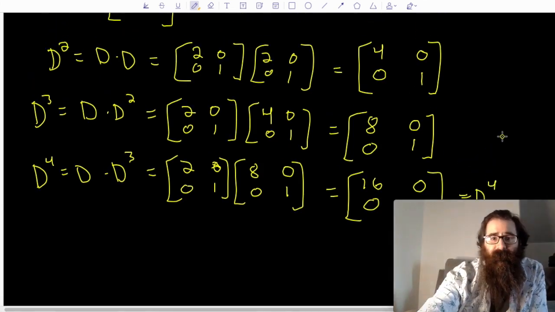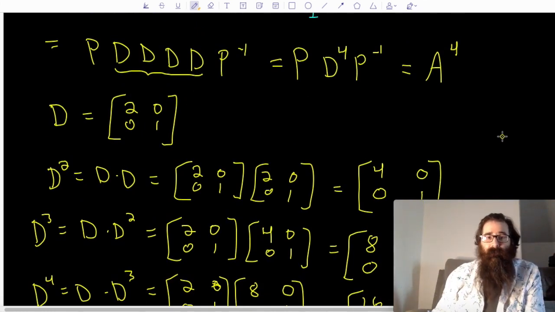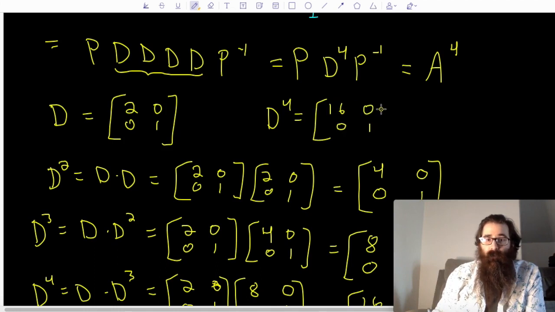Let's go ahead and showcase this a bit better. We found D to the fourth was 16, 0, 0, 1. And it isn't just by happenstance, right? We're noticing as we're computing it, what's happening is it stays a diagonal matrix first and foremost, but I'm really just raising those entries to that power, right? Here I have 2 to the 4th gives me 16, and 1 to the 4th gives me 1.